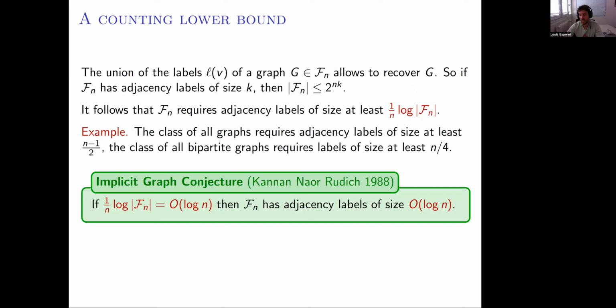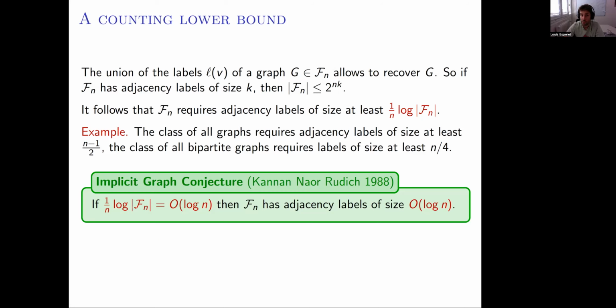And there used to be a conjecture called the implicit graph conjecture of Kannan, Naor, and Rudich. And the conjecture was saying that basically if this counting lower bound is of order log n, then you do have adjacency labels of size order log n. So it's the first range that we consider the interesting range of log n bit adjacency label. The conjecture was saying that if this counting lower bound has the same order log n, then you can also find adjacency labels of size log n.